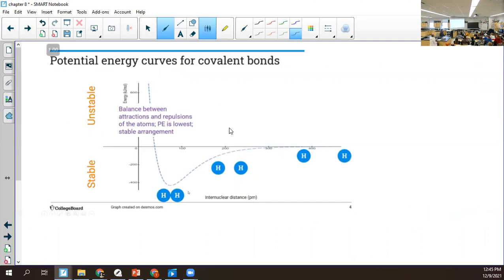That's a really good question. You would take a picture of this. And then you would listen to me. I don't know how you summarize this in one, besides, I would definitely say that the bottom of this curve is the most stable arrangement of the two atoms.